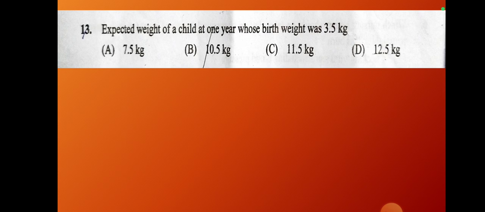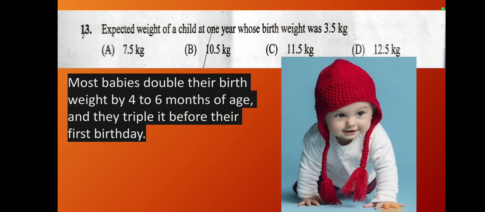Expected weight of a child at 1 year whose birth weight was 3.5 kg. Option A 7.5 kg, option B 10.5 kg, option C 11.5 kg, option D 12.5 kg. Most babies double their birth weight by 4 to 6 months of age, and they triple it before their first birthday. So, the weight is 3.5 kg times 3 equals 10.5 kg.